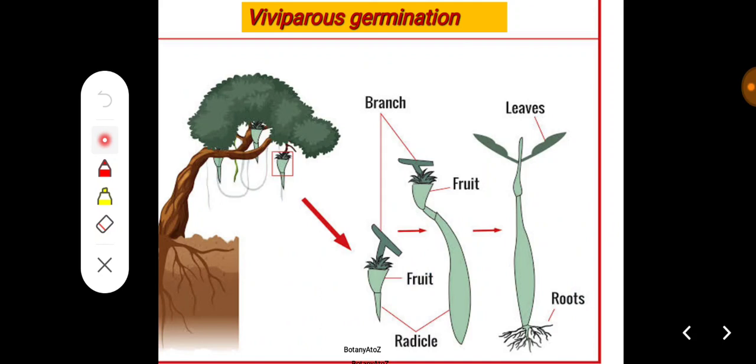So in this video we have discussed three types of germination: the epigeal, above ground germination, where the hypocotyl elongates and pushes the embryo above the surface of the earth; the hypogeal, where the epicotyl elongates and pushes the embryo below the surface; and the viviparous, where the germination occurs inside the fruit while the fruit is attached to the parent plant.